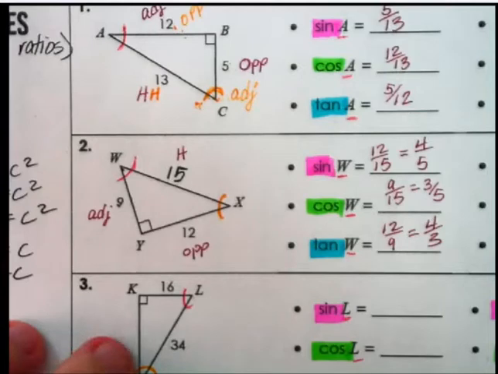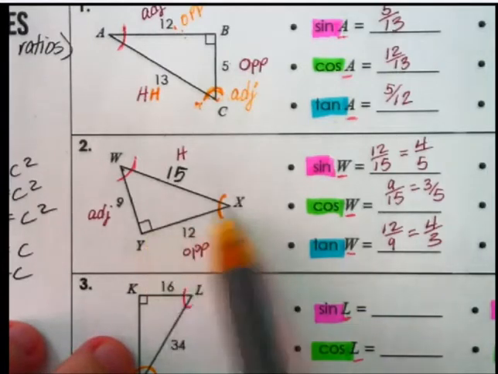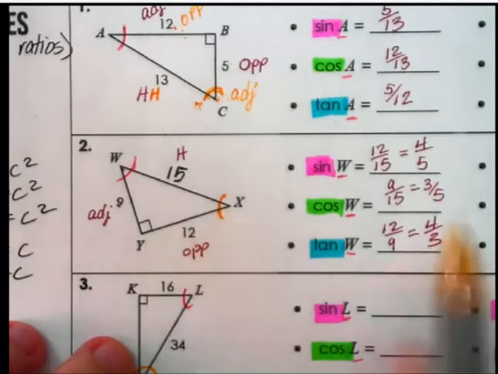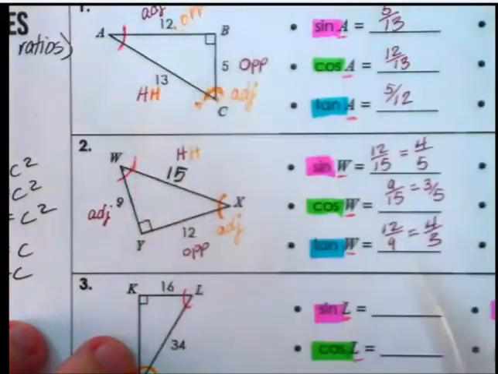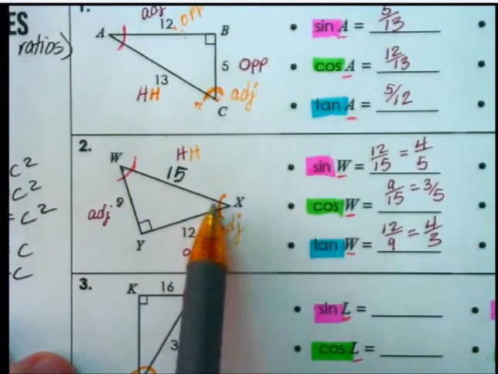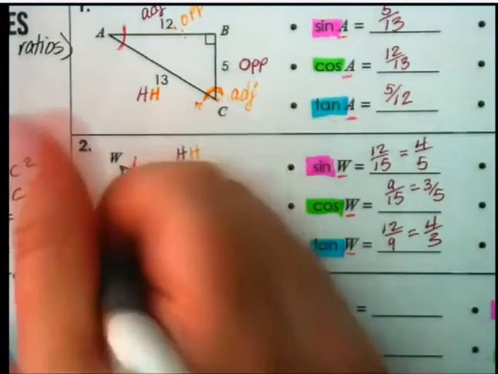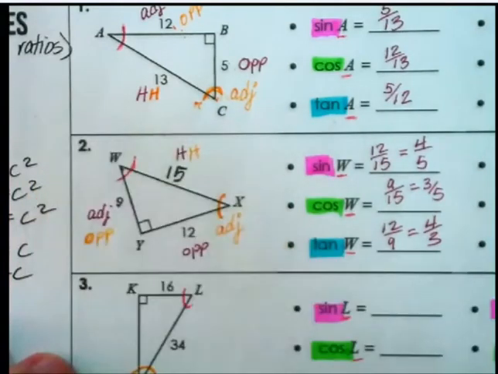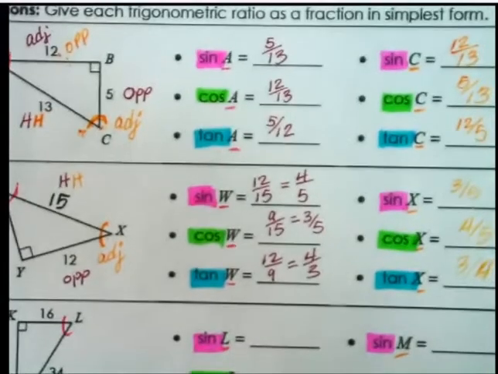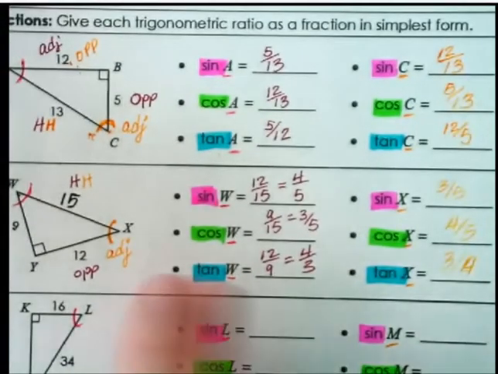Now I want you to do X, okay? The leg touching the X angle is adjacent to it. The hypotenuse is always the hypotenuse, and the side opposite angle X is 9. Starting to run out of ink in my pens. All right, so go ahead, and I'd like for you to fill in the ratios and to reduce them for the X. All right, guys, so here are my answers for angle X.